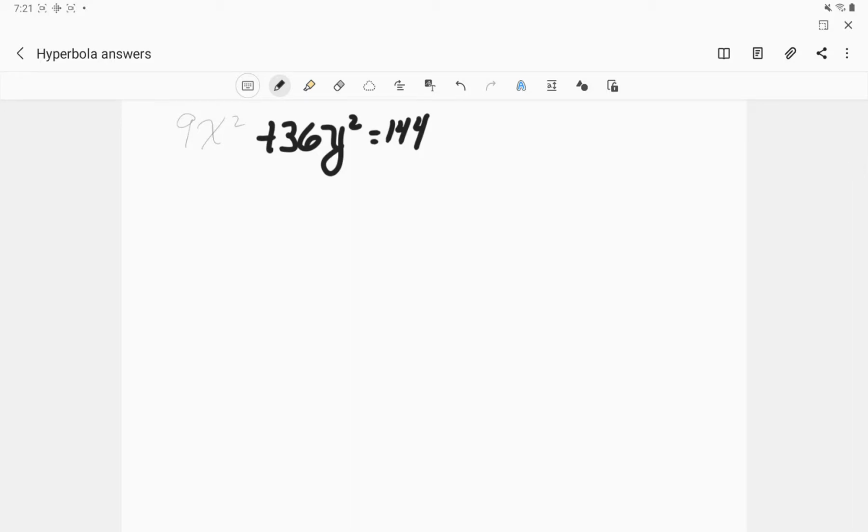I thought it was the hyperbola, but it's not. It's the ellipse, page 150, number 17. 9x squared plus 36y squared is equal to 144, and they want you to sketch it.